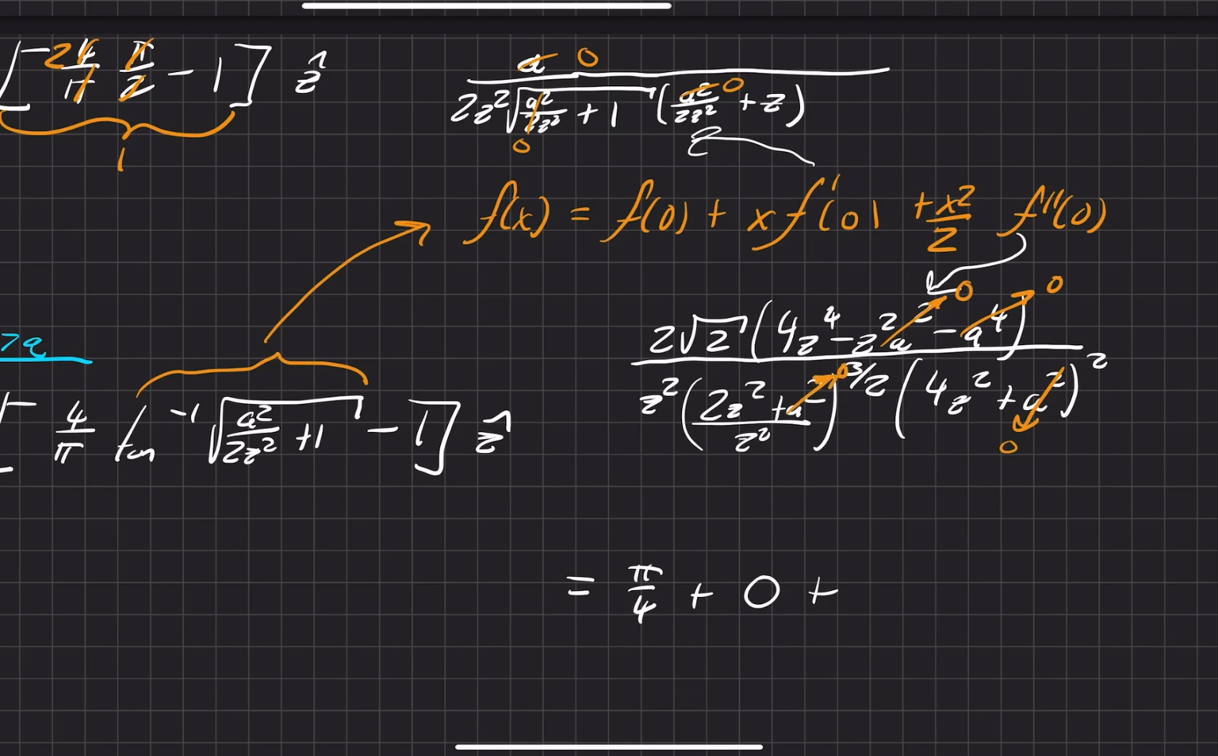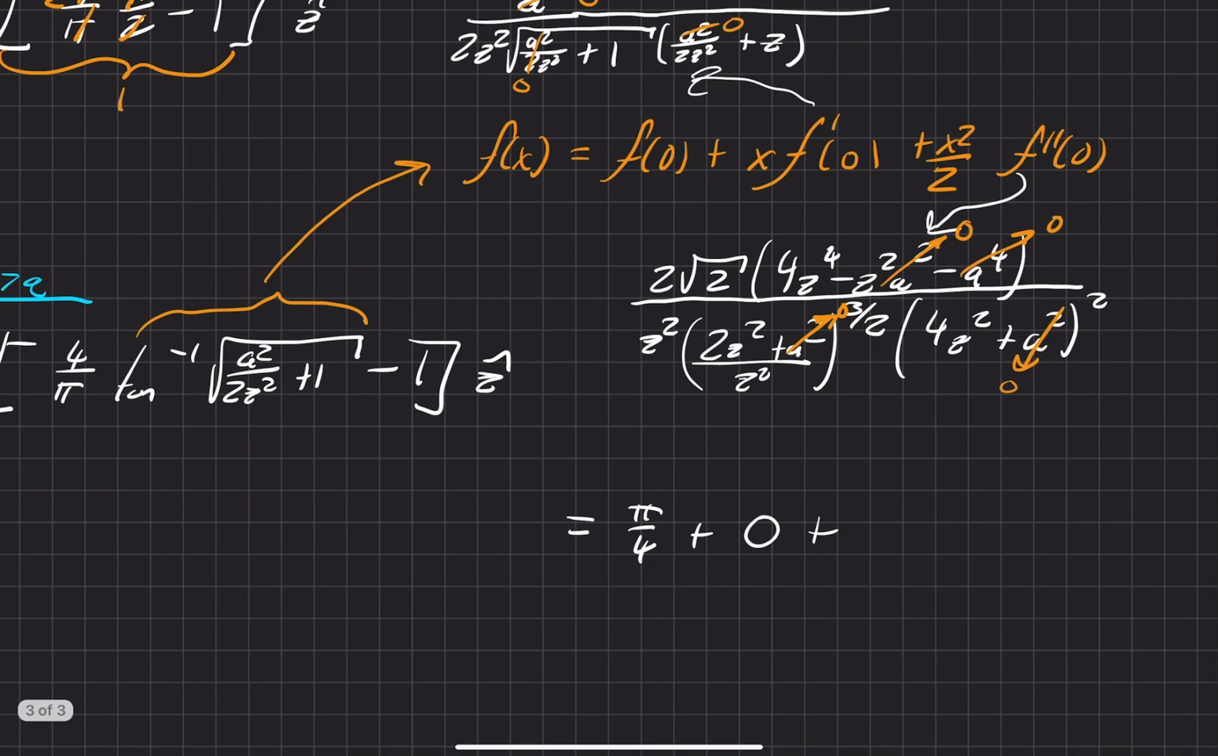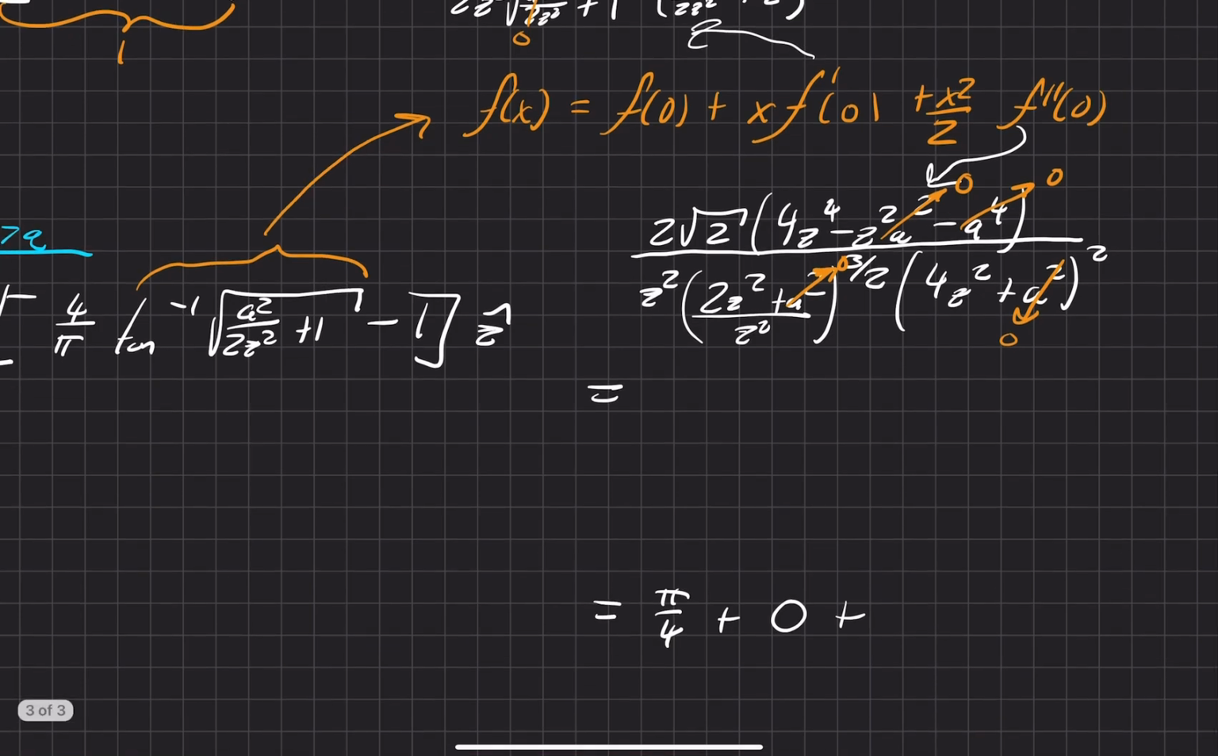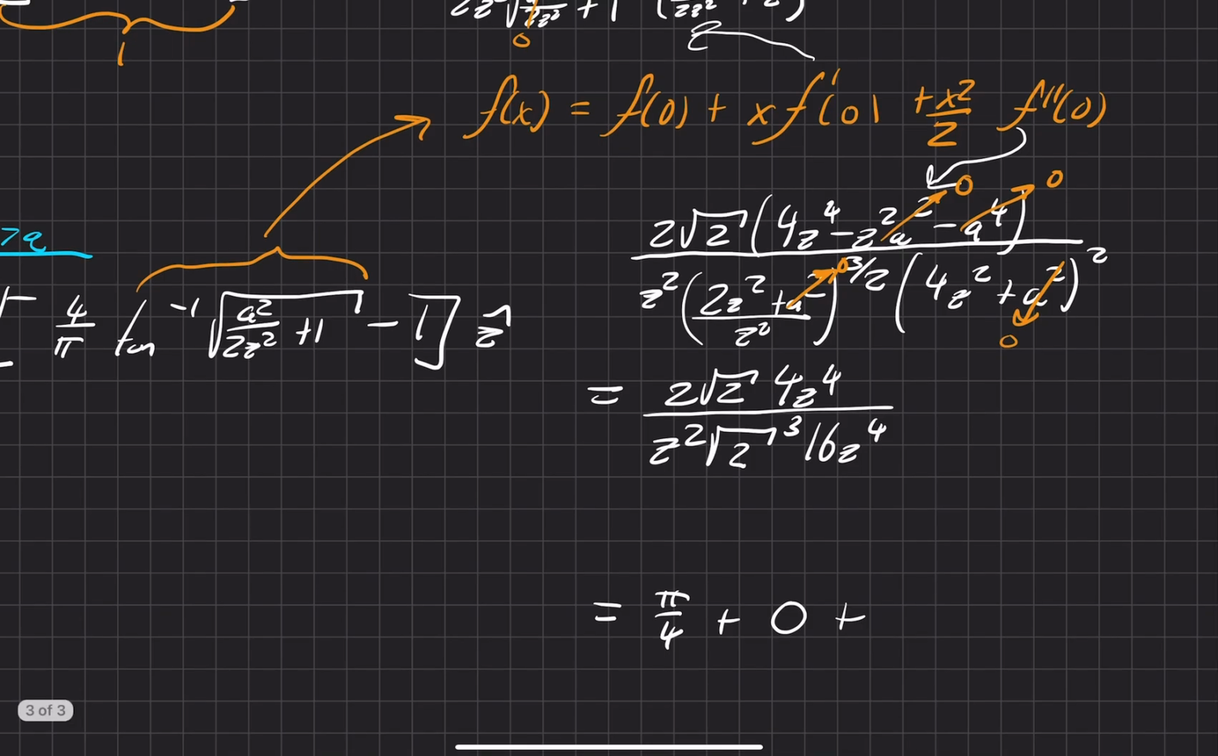This is 0. So here you have 2 times z squared over z squared, so that ends up just being 2. Let's go ahead and simplify that. I'll move this down. So we have, let's see here, 2 over the square root of 2 times 4z to the 4th over z squared, square root of 2 to the 3rd, then 16 z to the 4th. Let's do some canceling out.